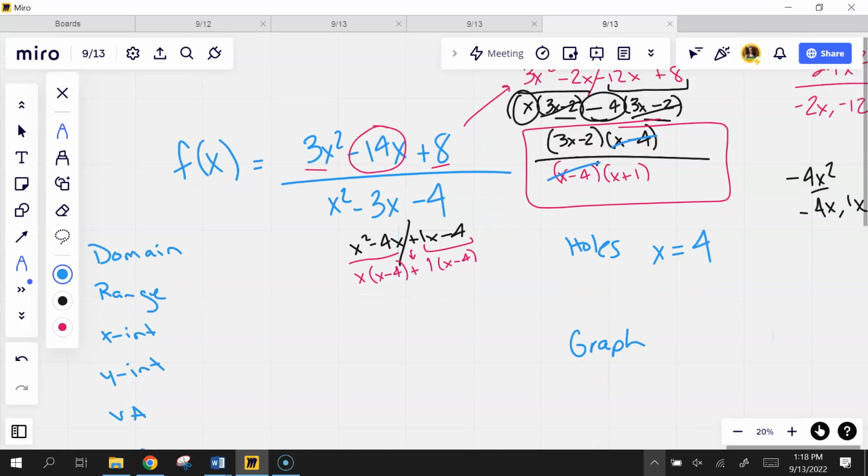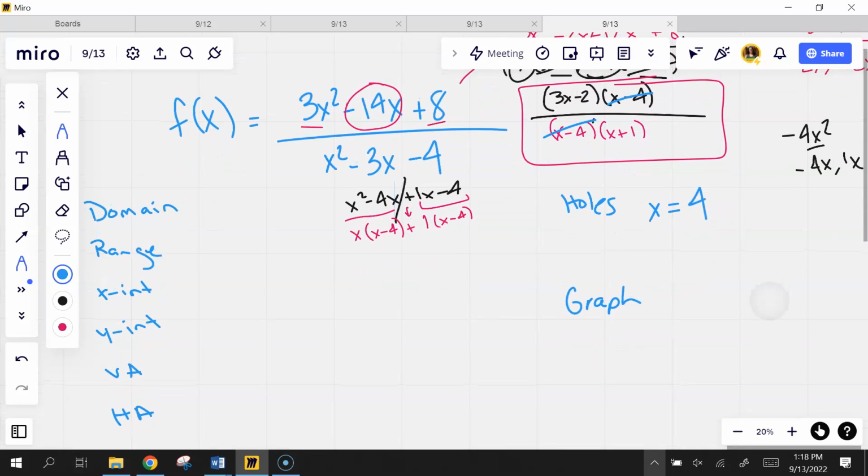X equals 4 is a hole. How about vertical asymptotes? Because that's what I want to look at now. Negative 1, because that's the rest of the bottom equal to 0. How about x-intercepts?